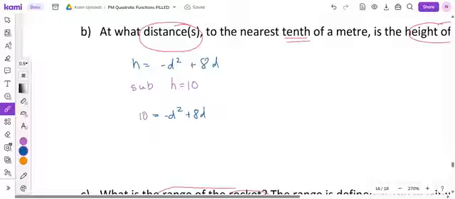What do you think I can do here? Yeah, bring the 10 over to the other side. I'm actually going to do the opposite because do you see how my d squared is negative? I don't like that. So if I move the d squared to the left side, it becomes positive, right? So if I move both of them, I get positive d squared minus 8d plus 10. Ooh, it equals 0. Interesting.